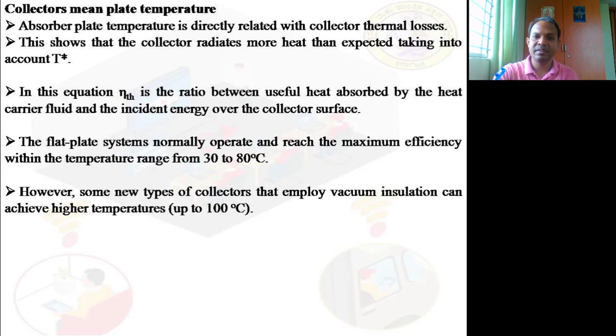The flat plate systems normally operate and reach the maximum efficiency within the temperature range from 30 to 80 degrees centigrade. That is the limit, as we have discussed. It's for domestic applications, and it can even reach 200 degrees centigrade by other alternative methods. However, some new types of collectors that employ vacuum insulation can achieve higher temperatures up to 100 degrees centigrade, and as we also discussed in the first session, they can be used to increase the temperature up to 200 degrees centigrade.